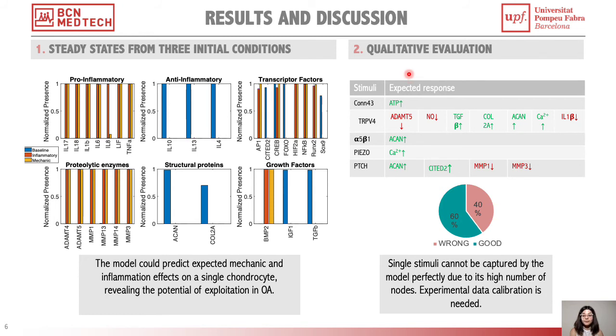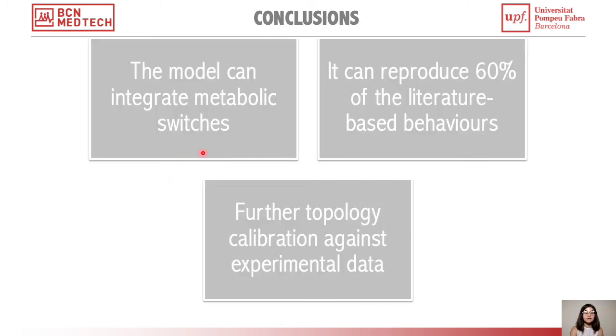To that end, we summarize well-known chondrocyte responses to different loadings, and we test these loadings by activating or inhibiting the associated mechanosensors. When we do that, we can see that our model could represent 60% of the responses tested. However, as it is not a really high percentage, we aim to calibrate our model against experimental data. As main conclusions, we can say that our model can integrate metabolic switches well according to the initial condition imposed. It can also reproduce 60% of the literature-based behaviors found, but further topology refinement against experimental data is needed.